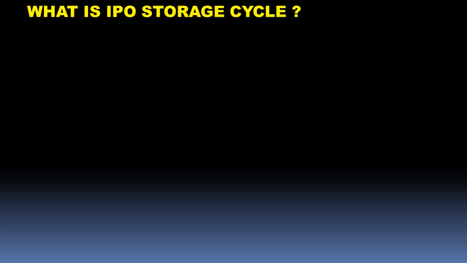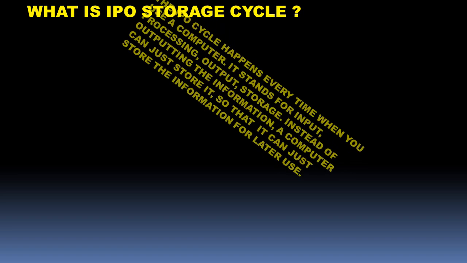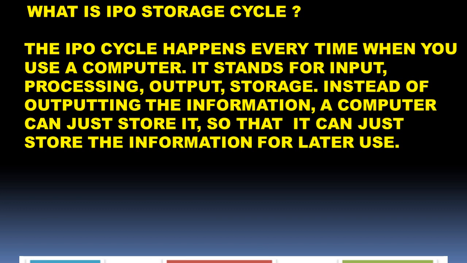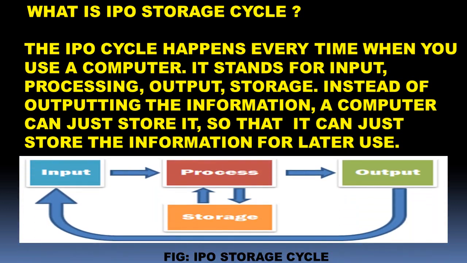Next topic is what is the IPO storage cycle, that is input process output storage cycle. The IPO cycle happens every time you use a computer. It stands for input process output storage. Instead of outputting the information, a computer can just store it for later use. This is the image of how the IPO cycle works.